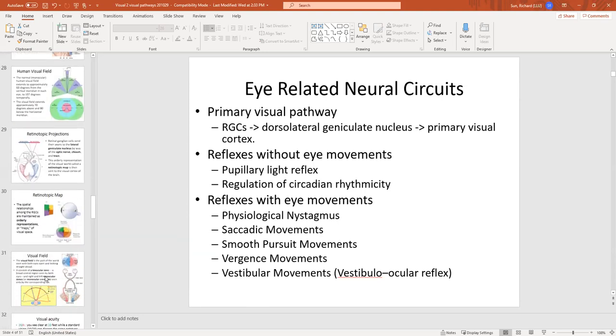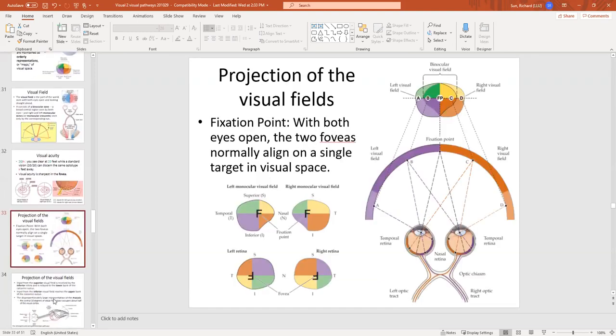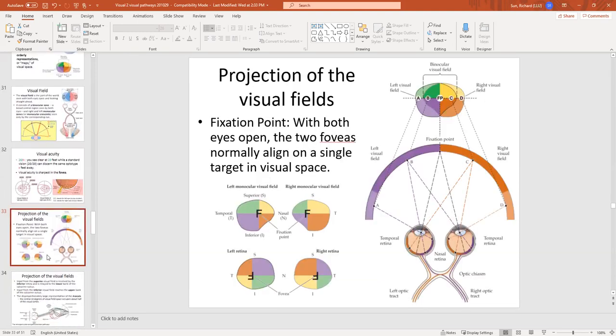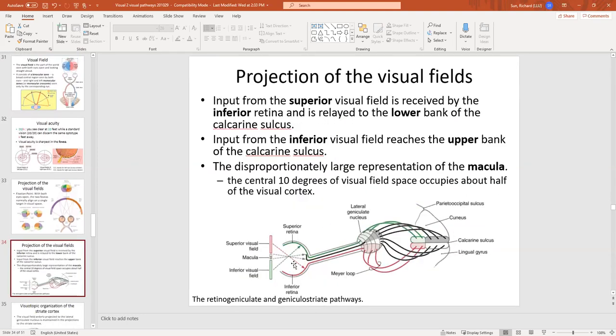And then we need to know how this projects. The way it projects is like this one. This may seem complicated, but I will make it very simple to understand and memorize, so don't worry about it. Basically, this projection goes through two pathways. One is from the retina to the lateral geniculate nucleus, LGN. And then from the LGN to the striate cortex, or V1. So it could be the retinogeniculate pathway and the geniculostriate pathway. Two pathways.